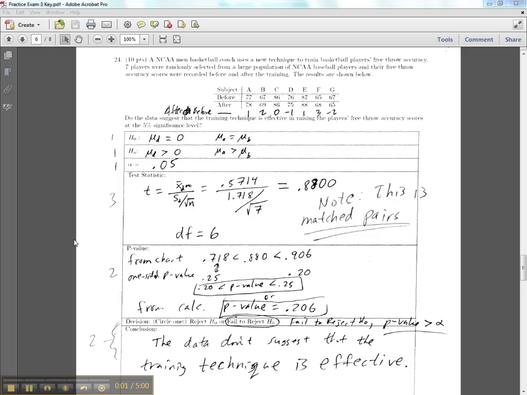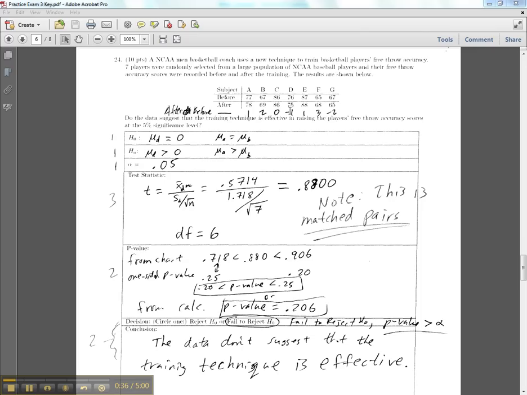Number 24 on the practice exam: an NCAA men's basketball coach uses a new technique to train basketball players' free throw accuracy. 7 players were randomly selected from a large population of NCAA basketball players, and their free throw accuracy scores are recorded before and after the training. The results are shown below. So these are the 7 subjects, A, B, C, D, E, F, G, 7 players. This is their free throw accuracy. So player A 77 before the training, and then after is the very last row.